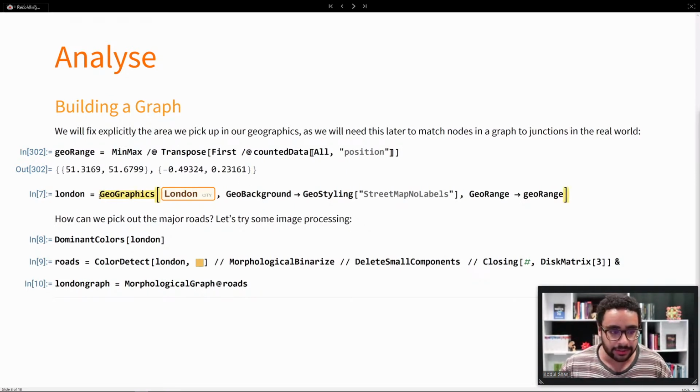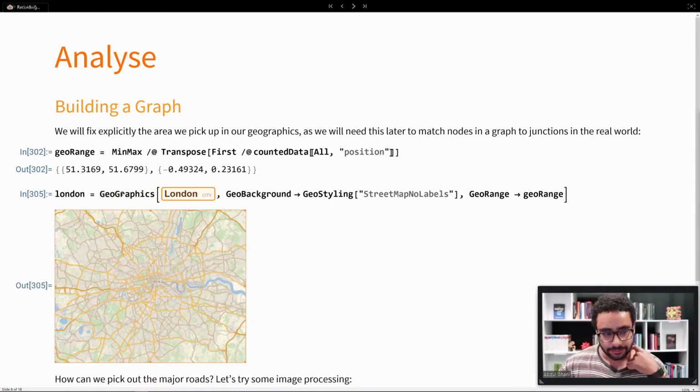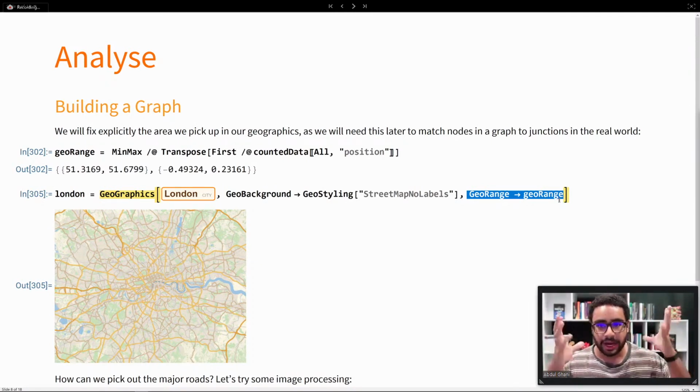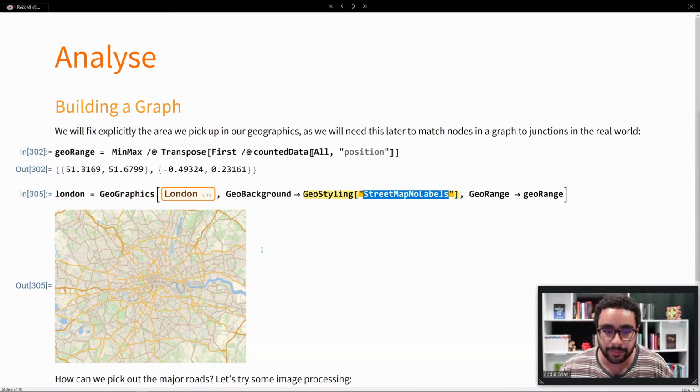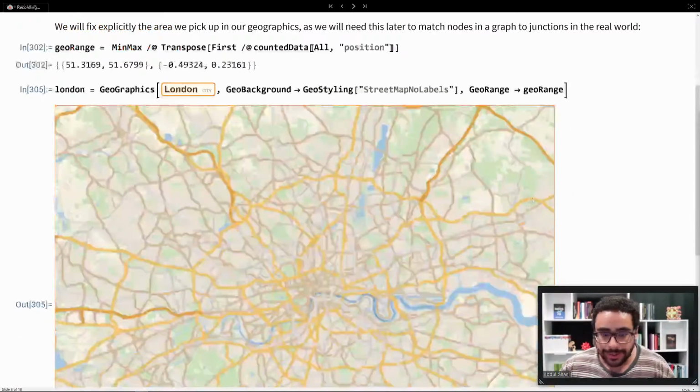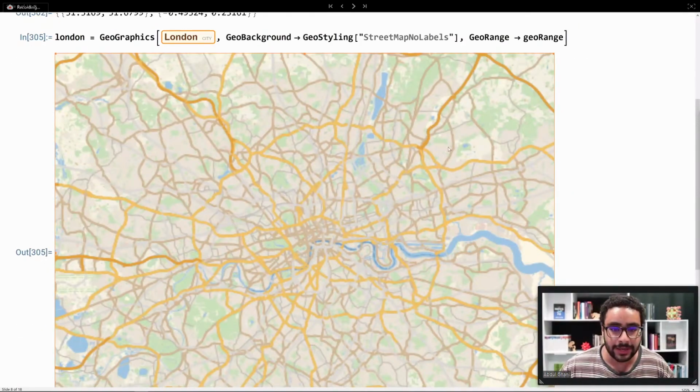Cool. And then we're going to get a picture of London. We just say geographics, give us a picture of London. In particular, we want the part of London that's boxing our cameras, and we also want no street maps, no labels, no text. We want as plain an image as possible. Why? Because what we want to do is extract the roads from this image.